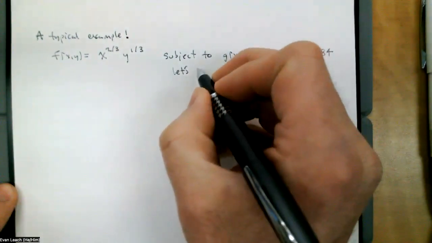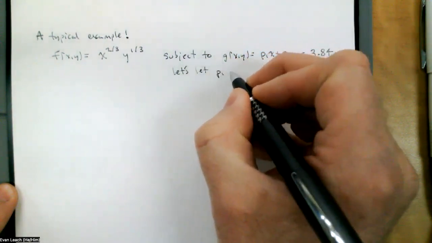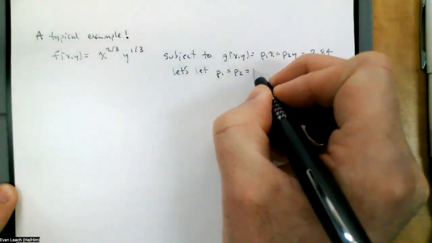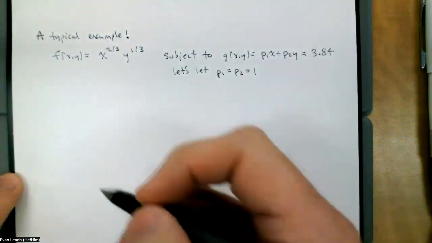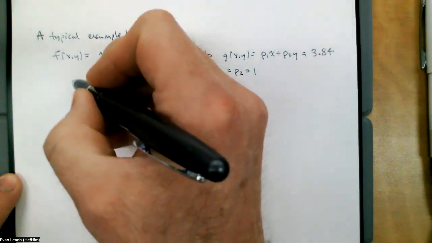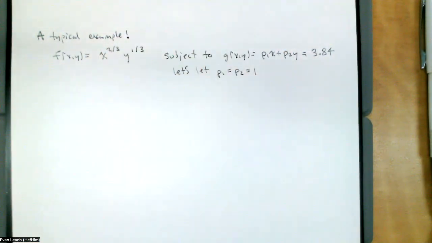So let's set P1 and P2 equal to 1. So our constraint is just x plus y is equal to 3.84. This is actually perfect for what we want to do. And with P1 and P2 being equal, it's much easier to draw this by hand, which I think is the real reason that we have this problem. Now, if we think about what our objective is, this represents a surface.